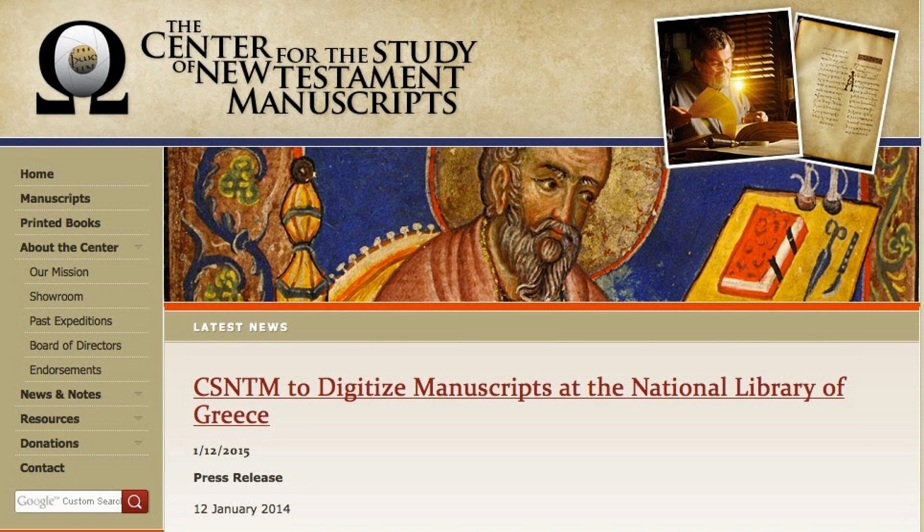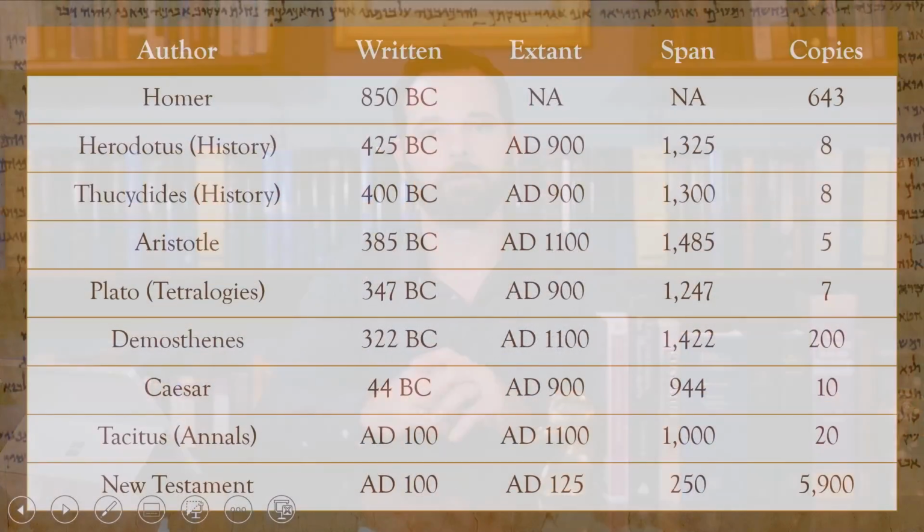So our total number of sources for the New Testament is actually somewhere in the neighborhood of 25,000. I mean, it's just a staggering number of evidence for the New Testament that scholars will then have to work through to figure it out.